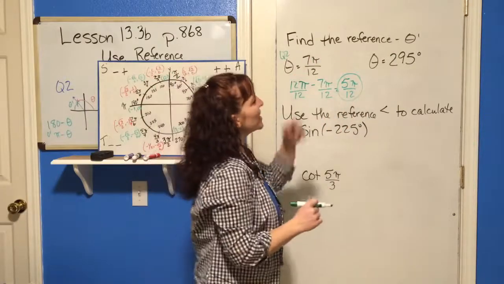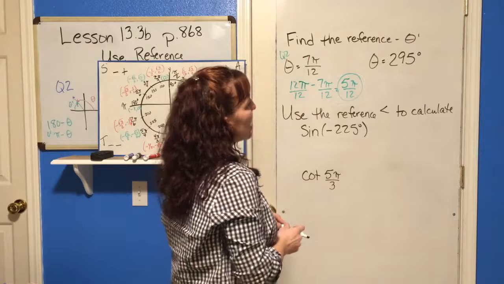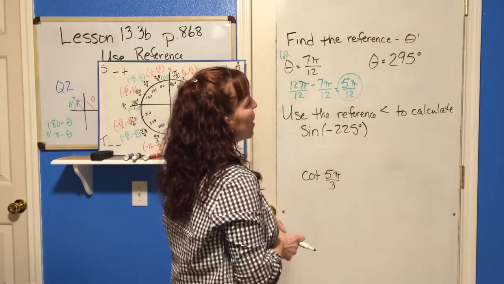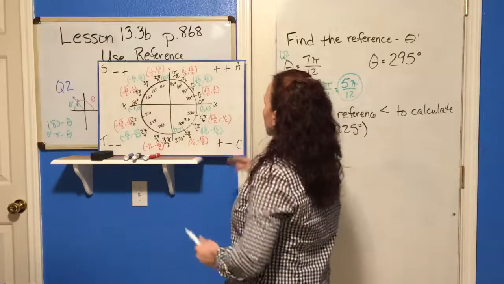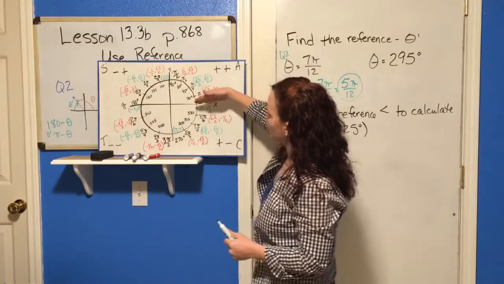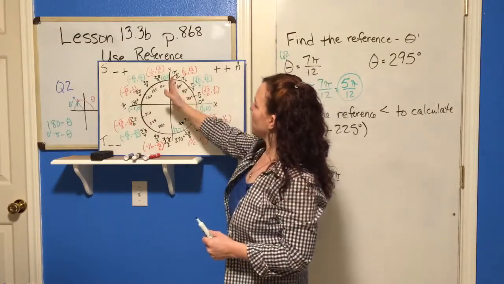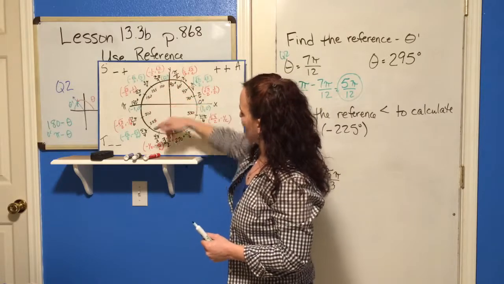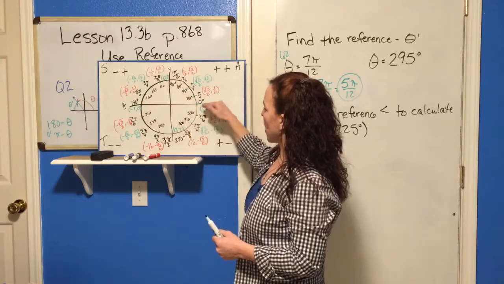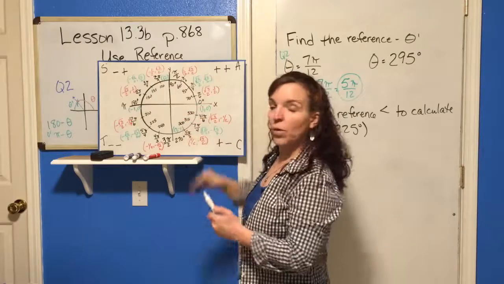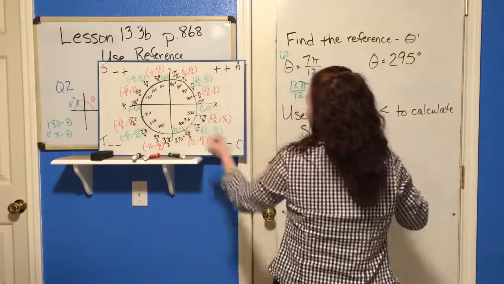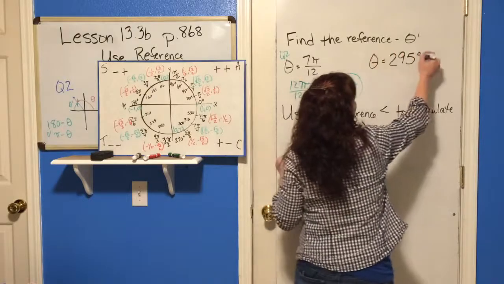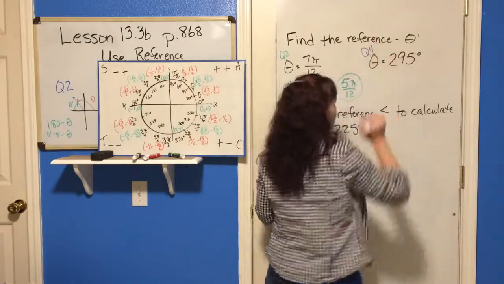All right? Let's find one using degree measurements. If theta is 295 degrees, we start from 0 and open. There's 90, there's 180, there's 270. We're not quite to 360, so we know we're in quadrant 4. And that's all we need to know. We don't even need to know exactly where. We need to know it's in quadrant 4.